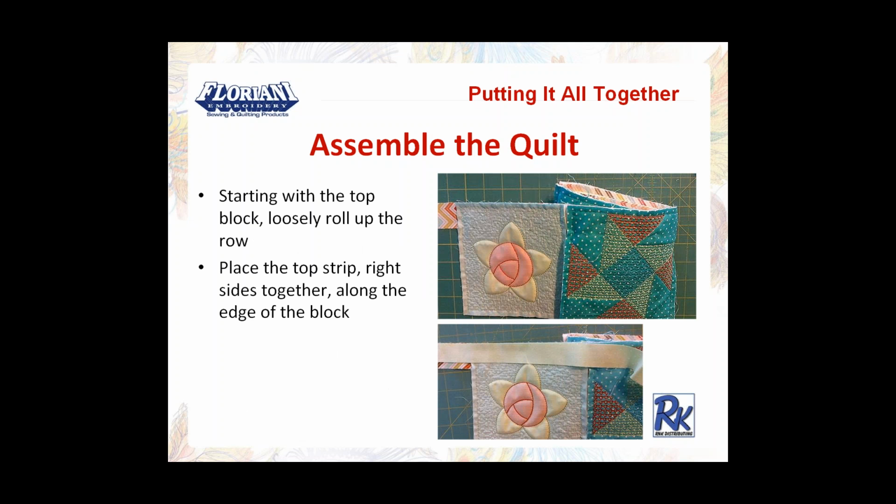Now, starting with the top block, you want to kind of loosely roll it up as shown here, and then you want to place your strip right sides together along the top edge of the block. And you can see that that top strip's a little bit narrower than the bottom strip. So we've done this kind of rolling technique so you don't have to pin the top strip, but if you want to pin it, go ahead and pin it. You don't necessarily have to.